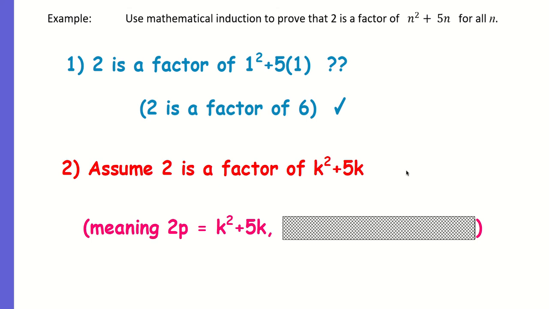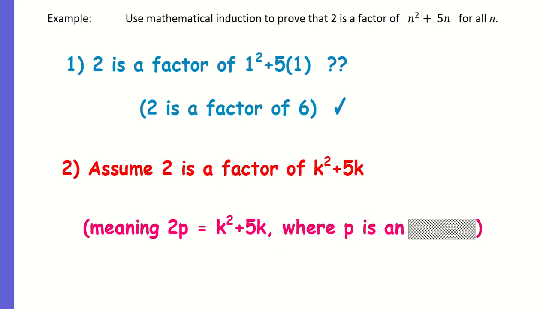Doesn't it mean basically this? That 2 times something is k squared plus 5k? I'm using this random variable p. You can use whatever, I guess. But isn't that what that means? If 2 is a factor of that, then 2 times something equals that. But not just any something. Doesn't p have to be a nice integer? Yes, it does. So this is just being a little bit more thorough in our sophisticated math proof. But you know what a factor is. That means 2 times something is that.